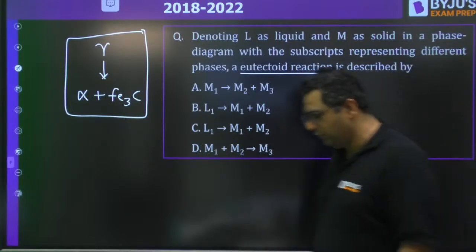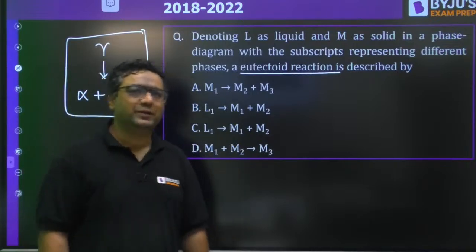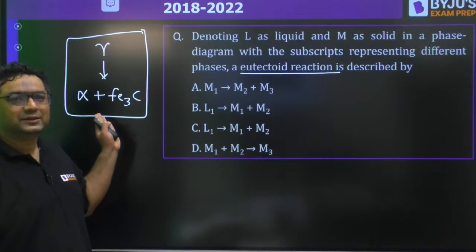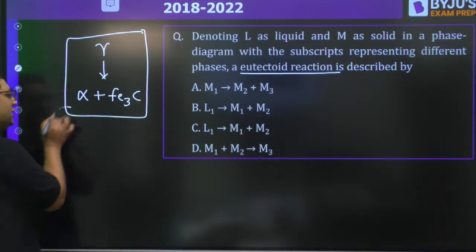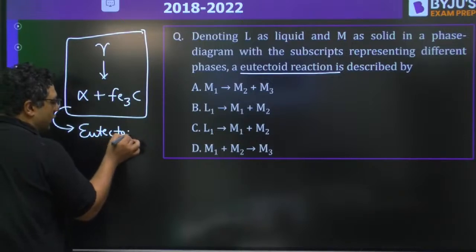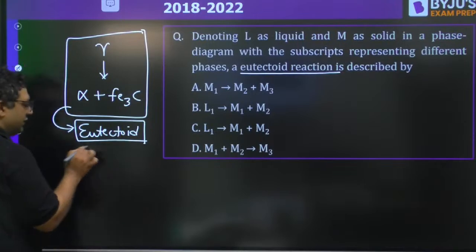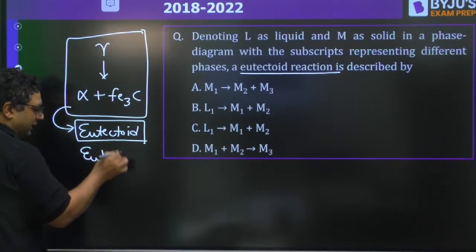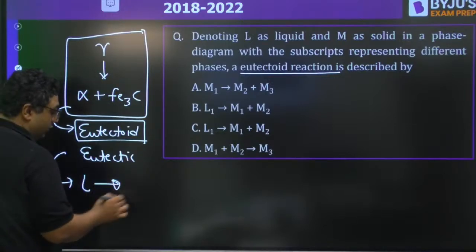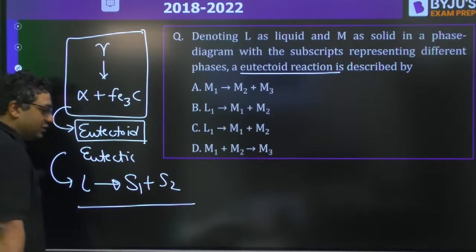Wonderful guys. What would be the answer for this? I have written the reaction in front of you. This is the reaction which is said to be the eutectoid reaction. You know that eutectic is for cast iron. What is the eutectic reaction? In the eutectic reaction, a liquid is converted into two solids. That is said to be the eutectic reaction.